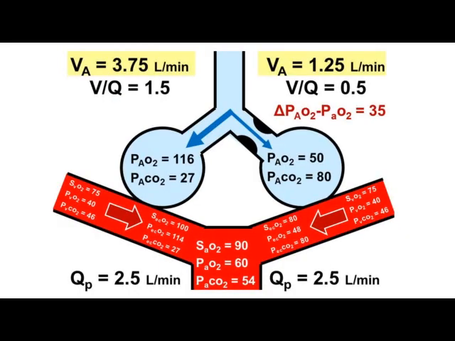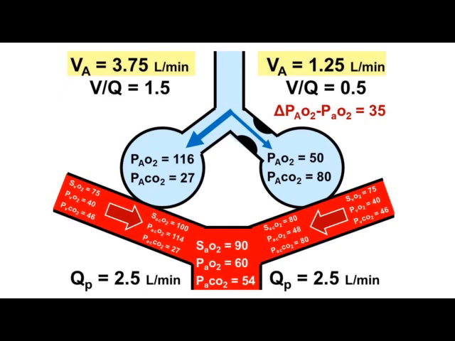What about in the non-uniform situation? From the last example, we calculated the data for a VQ ratio of 0.5. That's going to give us a PCO2 of 80, PO2 of 50. So that means we've got a PO2 of 50 coming here and a SAT of 80. Over here, a VQ ratio of 1.5 gives us a PCO2 of 27 and a PO2 of 116. I've done the calculations for you.